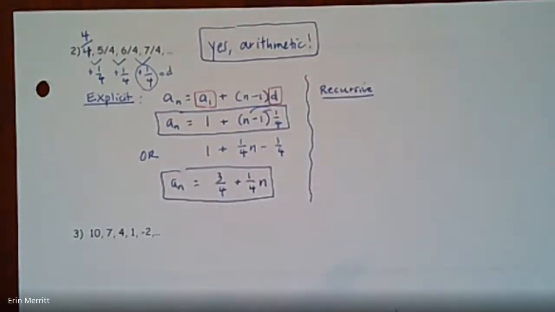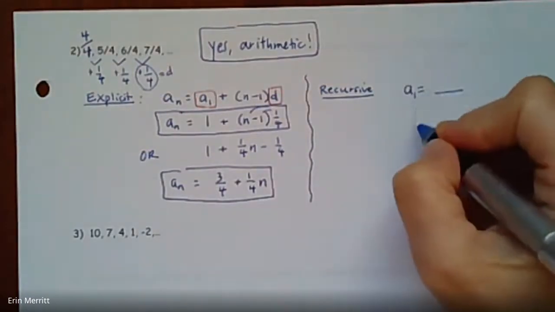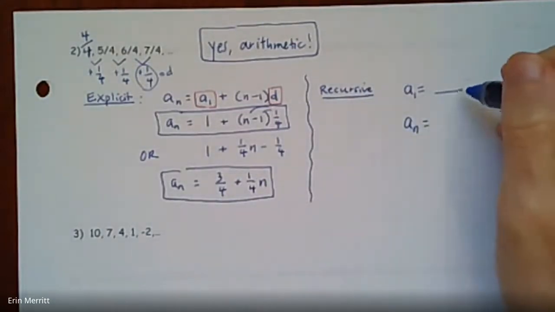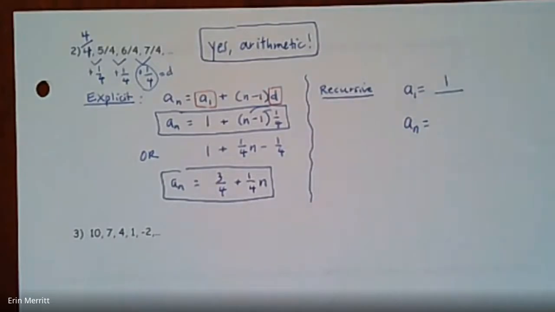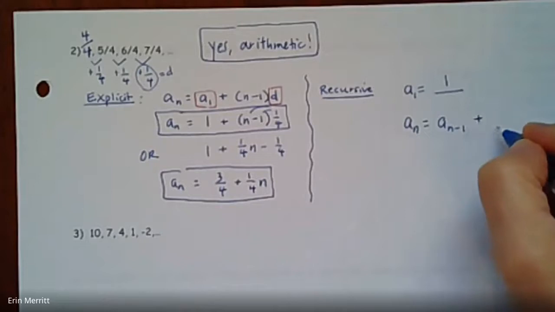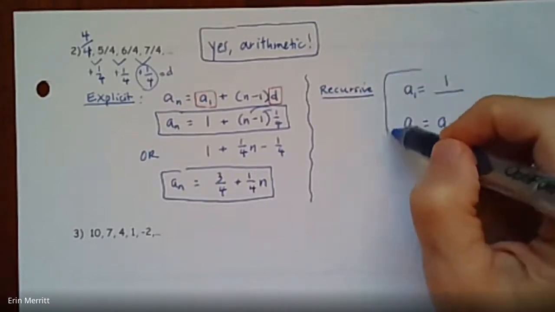All right, in terms of the recursive formula, this is our scavenger hunt one. It says, tell me what the first term is, and then give me a rule to get to the nth term. So first term, easy. That's 1. The rule to get to the next term is take the term before it and then add to it whatever the common difference is. So the common difference over there is that 1/4. That's it. That's all you'd have to do.